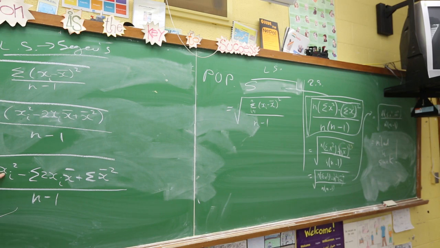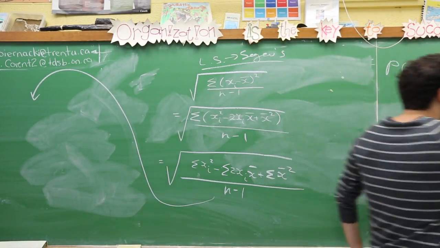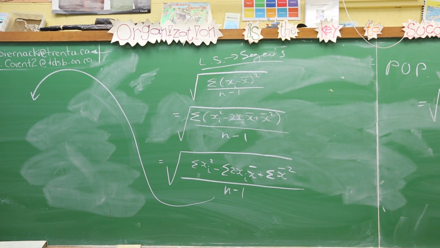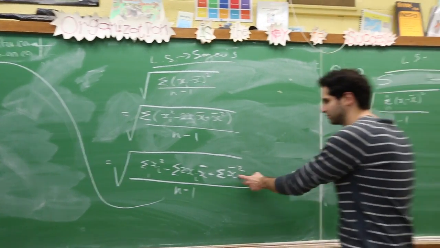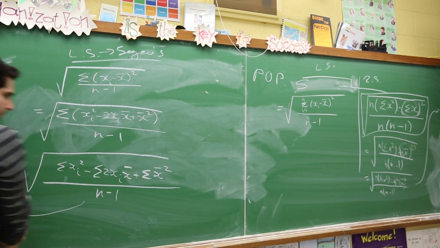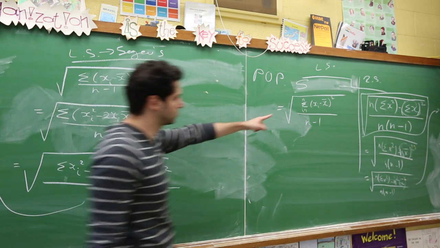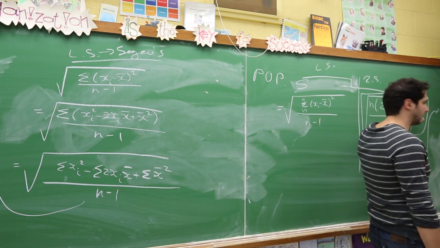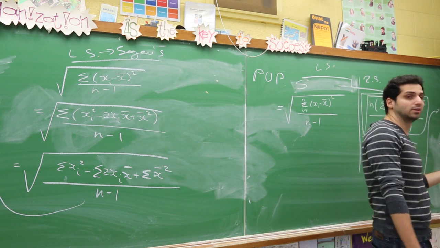I see sum of x i squared there. No, wait, yeah, like that. But I don't see this. So maybe, I don't see any x, do you see any x bars over here? I don't see any x bars over there. So maybe a good idea for us to get rid of the x bars.